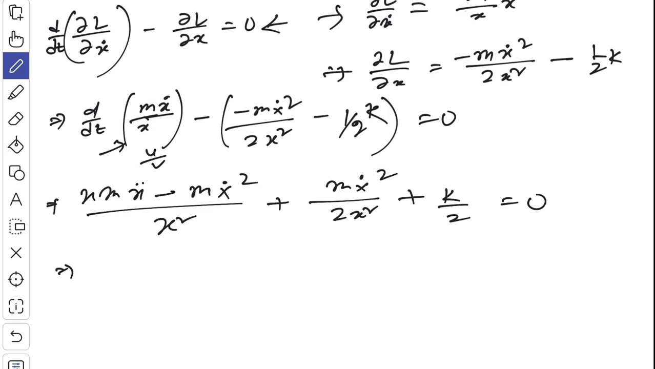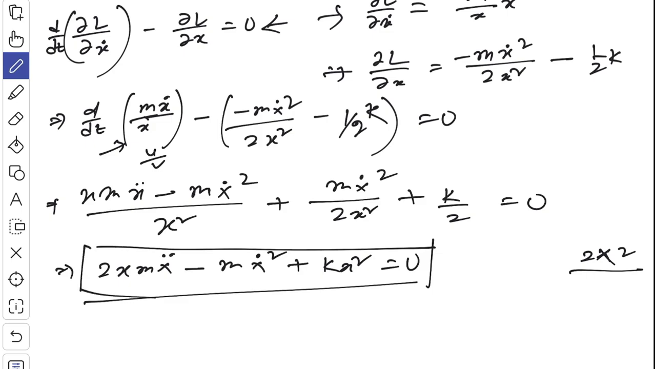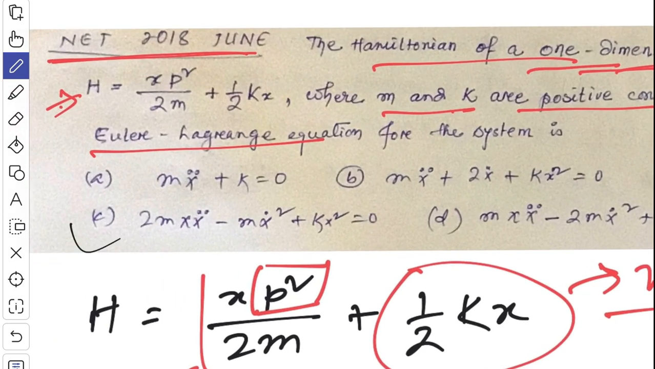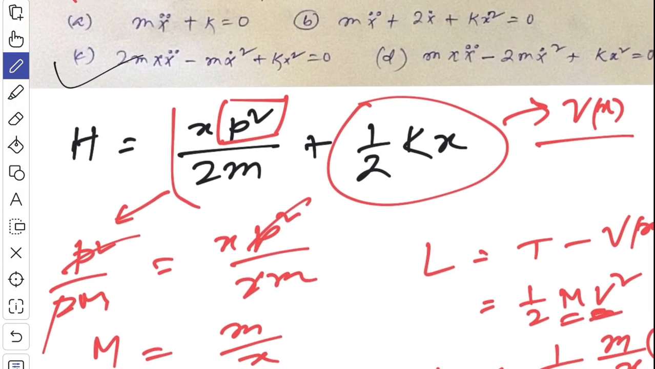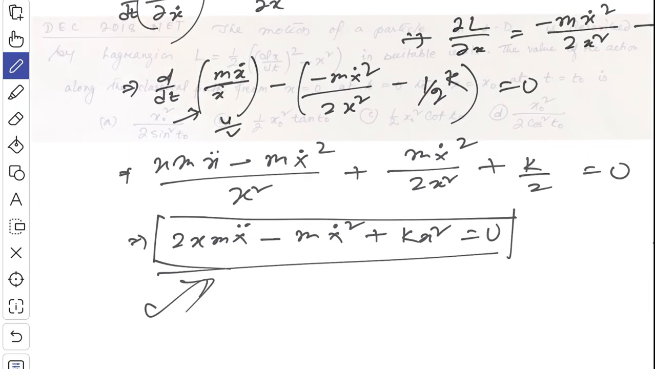If you multiply both sides by the term 2x square, then what will you get? You will get twice x m x double dot minus m x dot square plus k x square is equal to 0. And which option is correct? Now let me check. So this is our answer. I think option C is correct. So this is the equation that we needed to find. Hope you have understood this. Now let's move on to the next question.